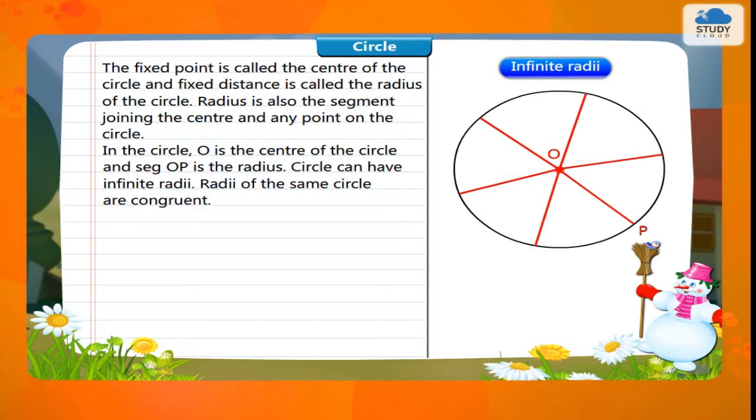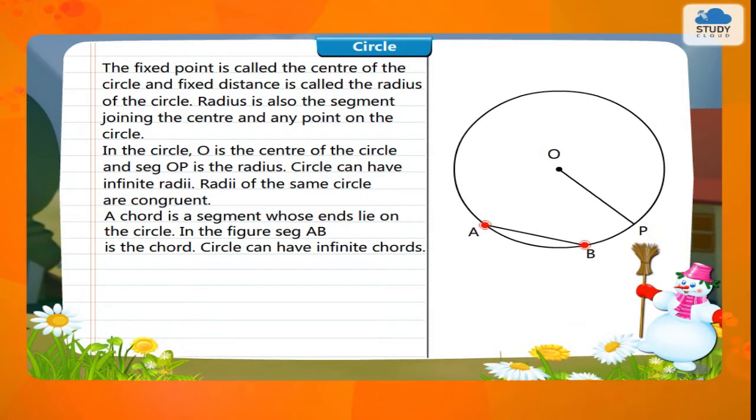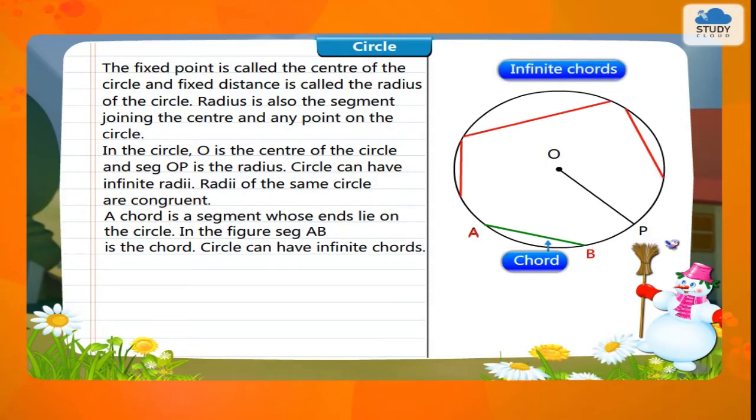A circle can have infinite radii. Radii of the same circle are congruent. A chord is a segment whose ends lie on the circle. In the figure, segment AB is the chord. A circle can have infinite chords.